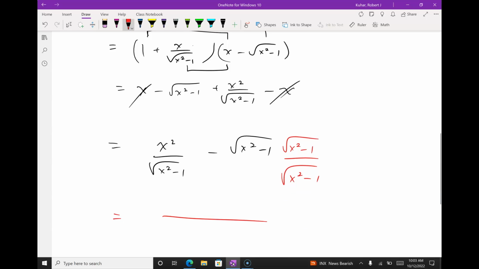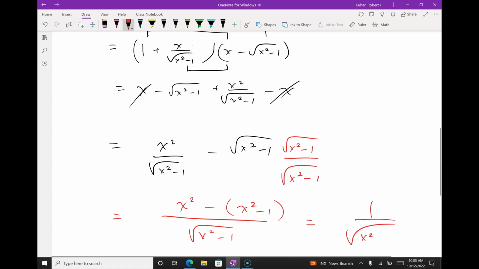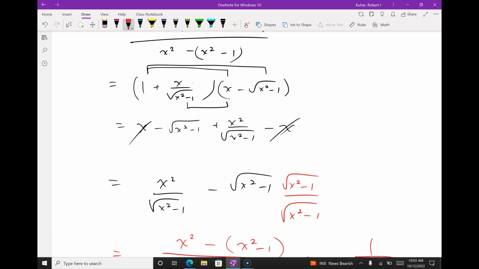Now I clearly have a downstairs of x squared, square root of x squared minus 1. And upstairs becomes x squared minus x squared minus 1. There it is. Woohoo! Thank you. Thanks for the help. That's what we need sometimes. Try something, right? Yeah, so these two guys cancel, right? Yep.